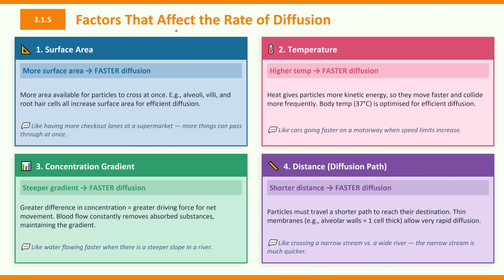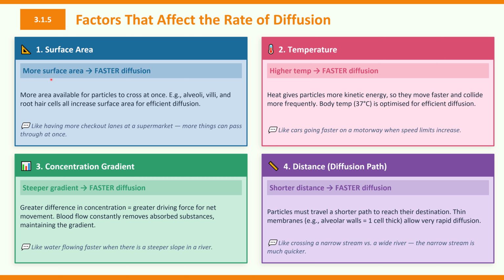3.1.5 Factors that affect the rate of diffusion. Diffusion does not always happen at the same speed. There are four main accelerators that can make the process faster or slower. Let's break down the factors that determine the rate of diffusion.